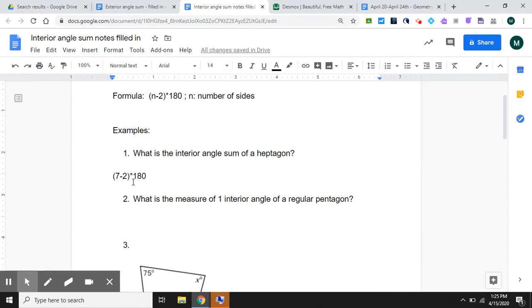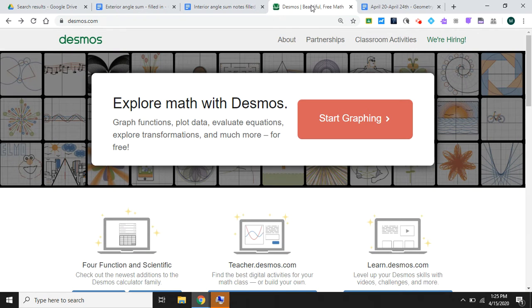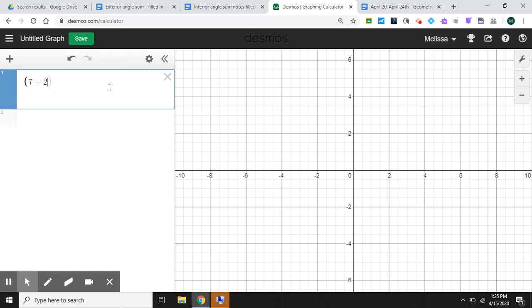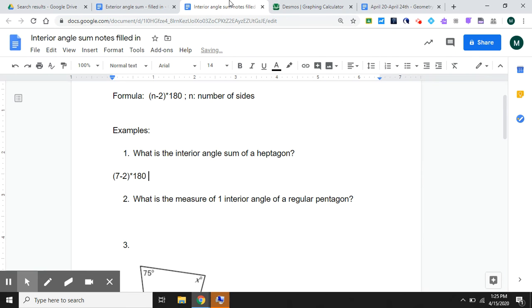Now, I don't expect you to do this in your head, so you can pop over to Desmos or any kind of calculator and pop it in. If you are doing this on your own, you want to do 7 minus 2 first, and then times it by 180. So let me start graphing. If I type it in exactly as I see it, it'll tell me 7 minus 2 and then times 180 is 900. So my interior angle sum of a heptagon is 900 degrees.